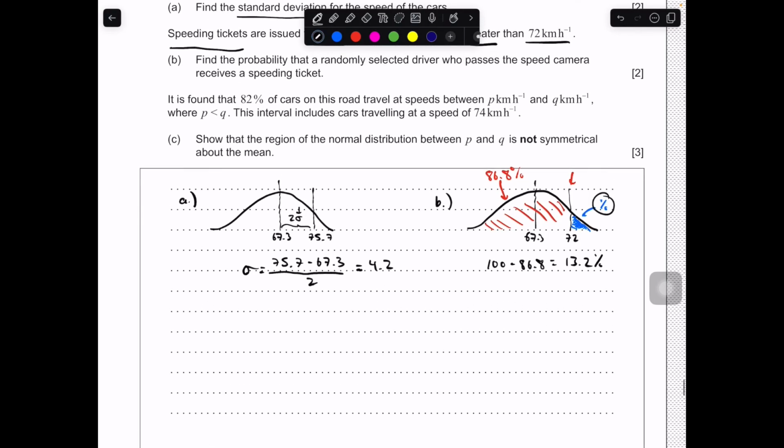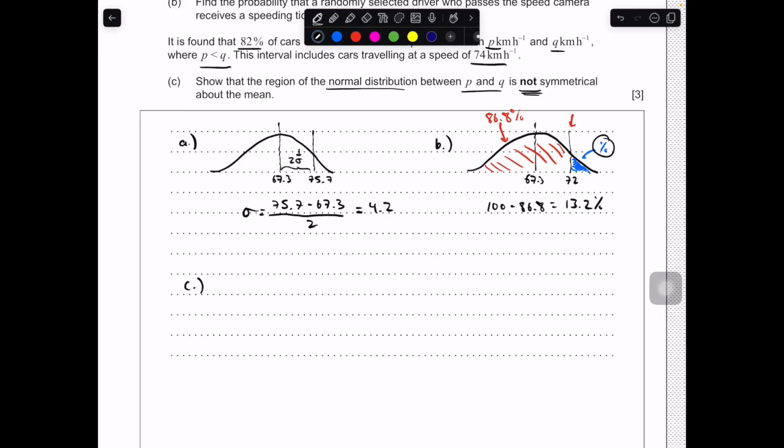How about the last one in this one? It is found that 82% of the cars on this road travel at speeds between p kilometers an hour and q kilometers an hour, where p is greater than q. This interval includes cars traveling at 74 kilometers an hour. So they want us to show that the region of the normal distribution between P and Q is not symmetrical about the mean. So let's see.